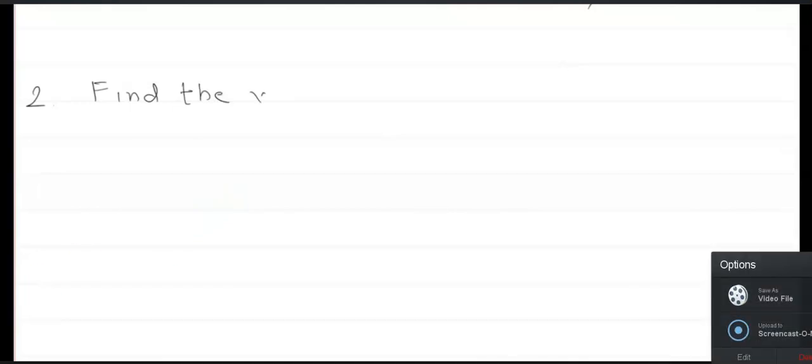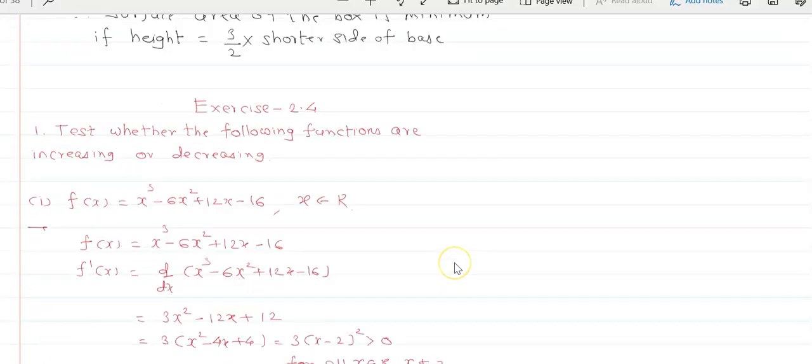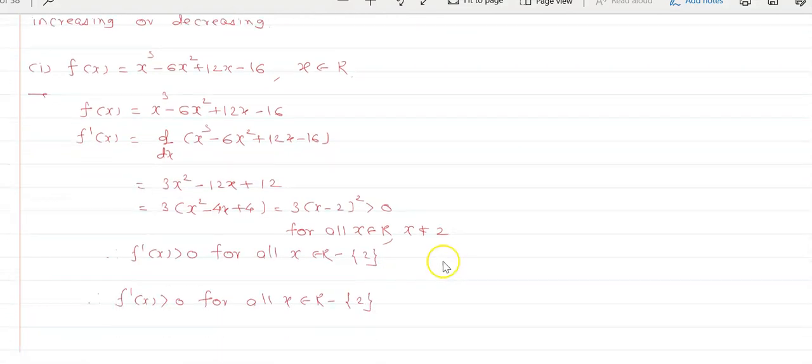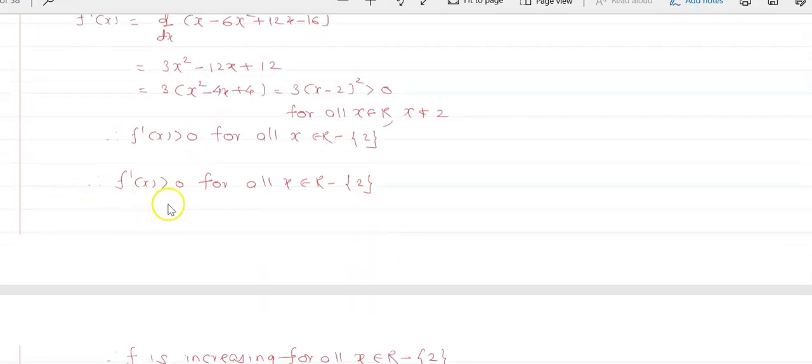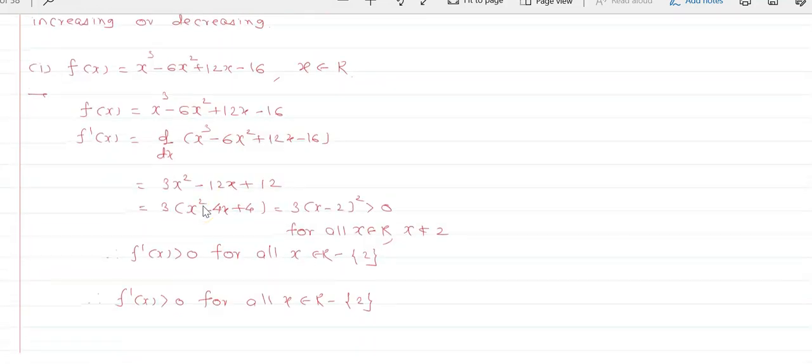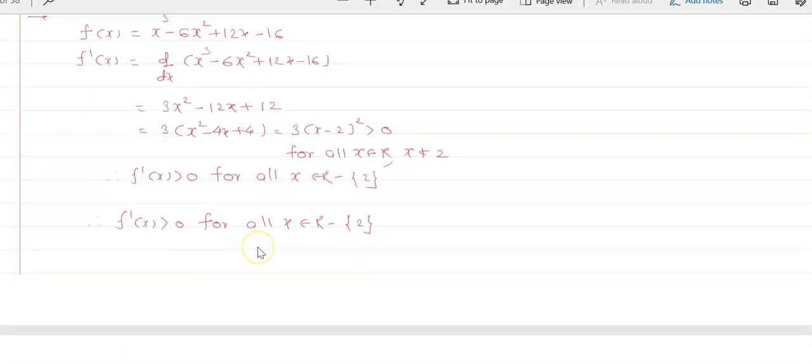Now I will repeat again here this type of example. For increasing and decreasing, we check whether the first derivative is greater than 0. For increasing, we can take greater than or equal to, that's okay. For this one it is greater than 0, that's why I have done r minus 2 here, and that's why f dash of x is greater than 0. This is f of x, its derivative.